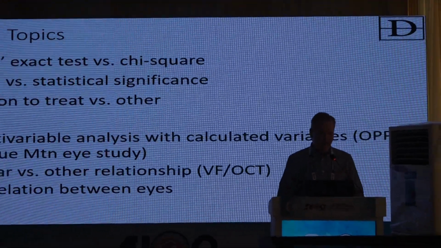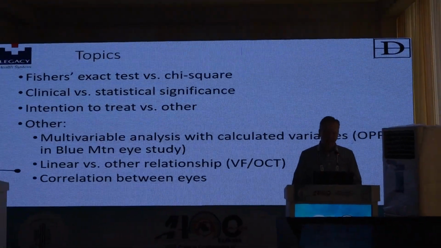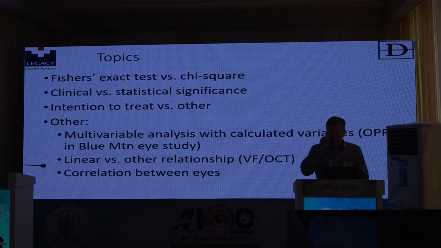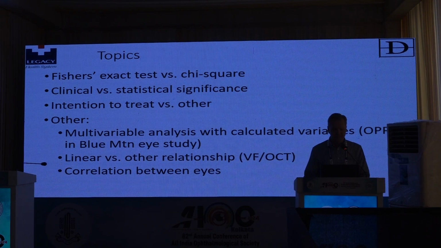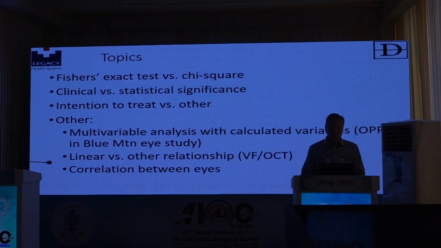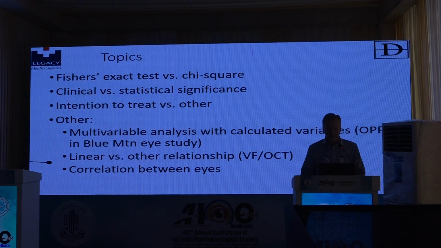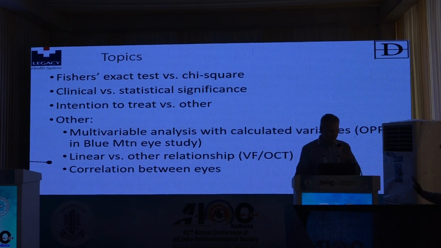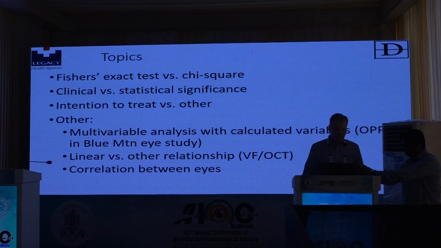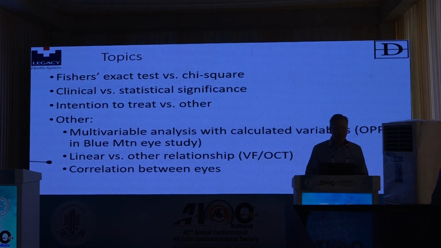So these are my topics. I'm going to talk a little bit about the Fisher's exact test versus the chi-square test. Clinical versus statistical significance. We see this quite often with large databases where they'll show a very, very small statistical significance. The analysis of intention to treat versus other. And then some other things that I recommend when you're doing your statistics, such as multivariable analysis with calculated variables, linear and other relationships, and the correlation between eyes.